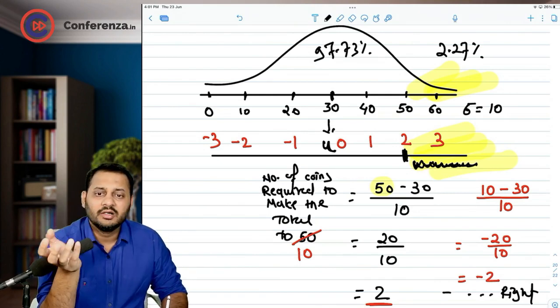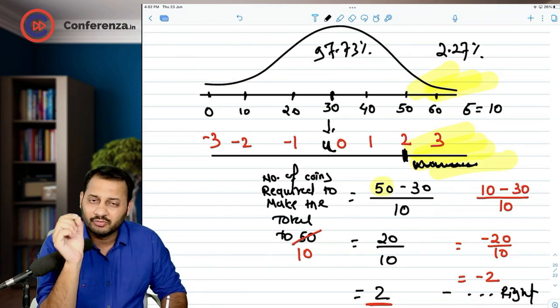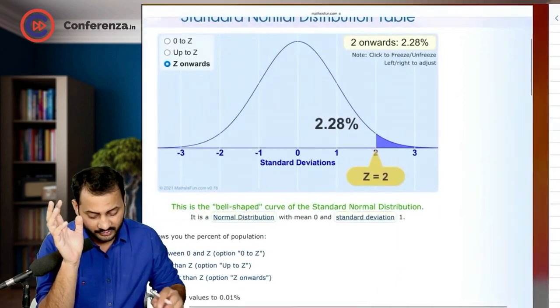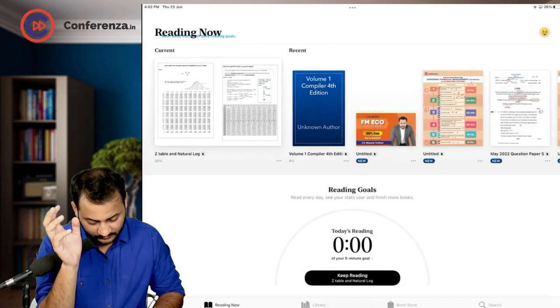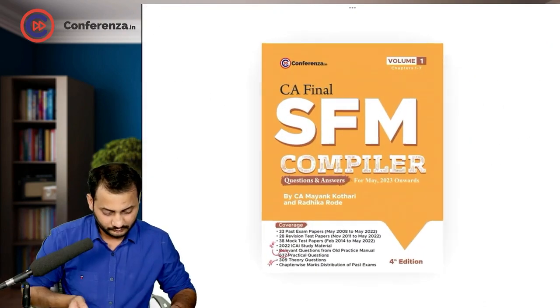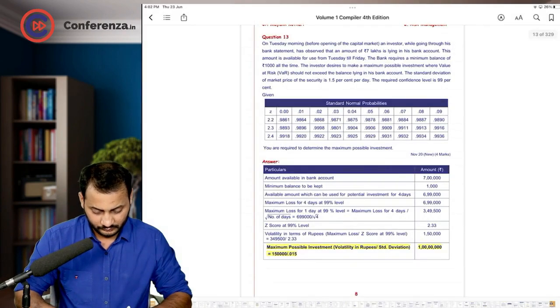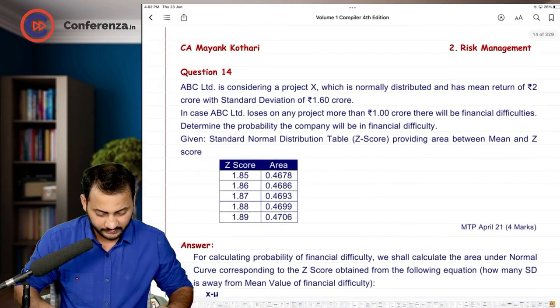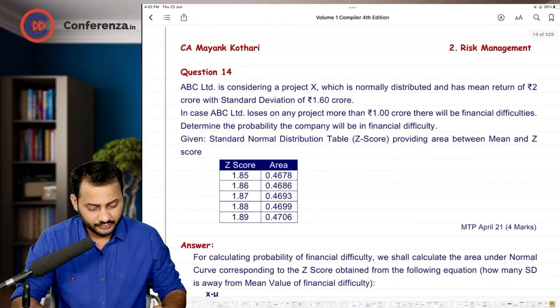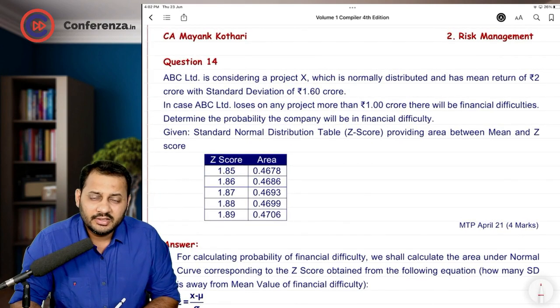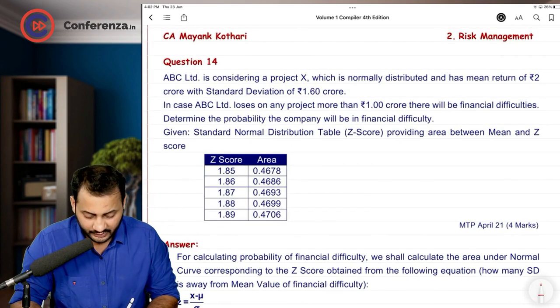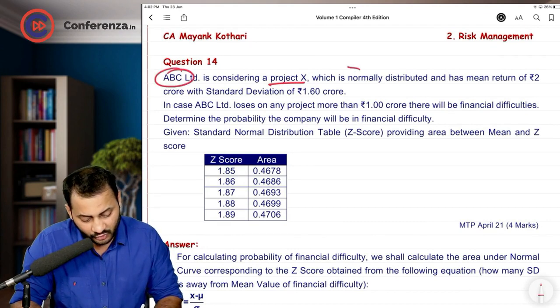Now let's take up one example, question number 14 of our compiler, in order to find out how to use this formula. Question number 14. Have a look at this. We are going to use the formula that we have learned. ABC Limited is considering a project. Now ABC Limited wants to invest in a project which is normally distributed.